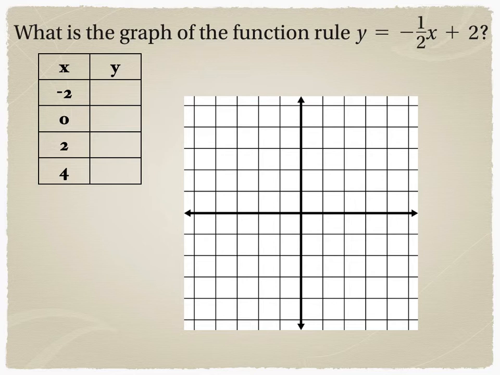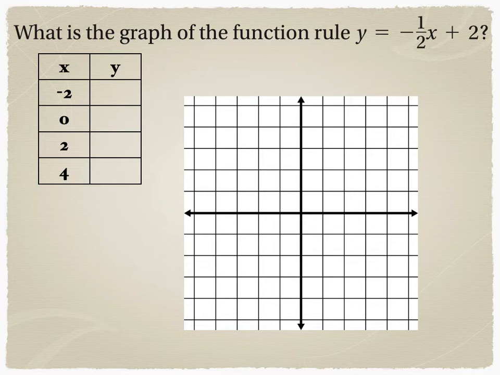I also want to stress to you that it's going to be important in most situations where you're just given a function rule to graph that you choose both negative numbers, positive numbers, and go ahead and choose 0 for your input. 0 is usually going to be a really easy number to plug in, but you do want to include it in your table and in your graph. So let's go ahead and plug in these values.